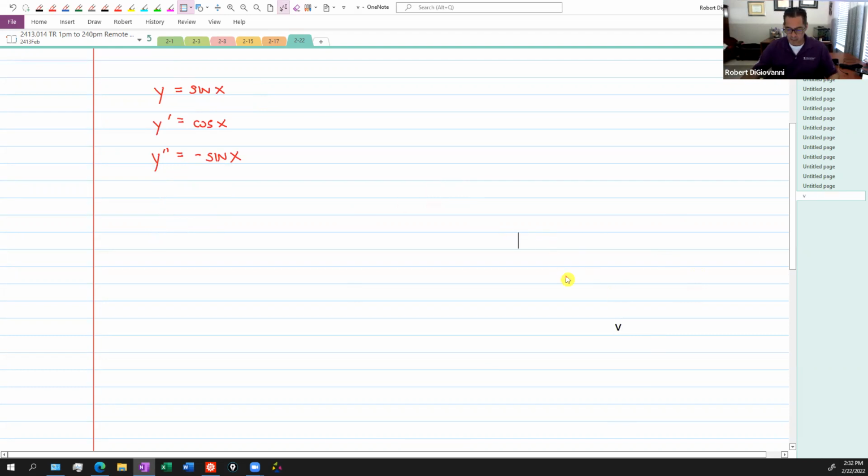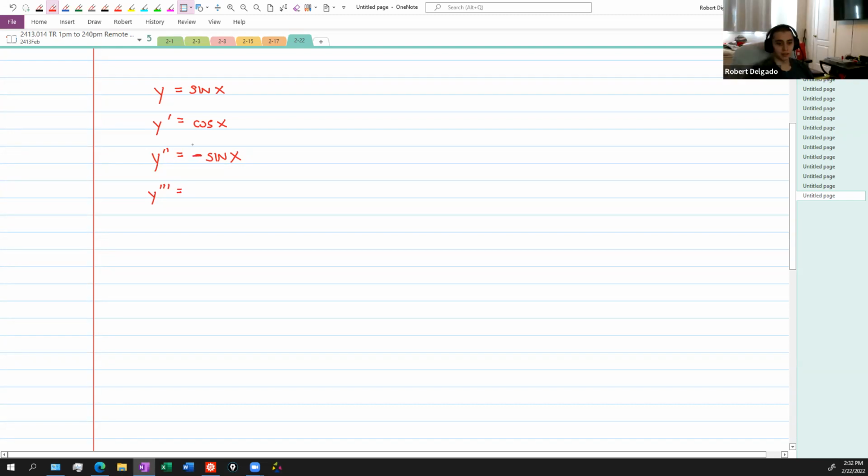And then what's the derivative of that? So what's the third derivative going to be? Negative cosine x. Exactly. That negative in front is like a -1. So when you take the derivative of this, the -1 comes along for the ride. And then the derivative of sine, we already said, was cosine. That's that constant multiple rule, that the negative comes along for the ride. So now we have negative cosine x.